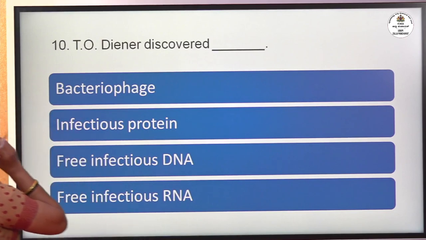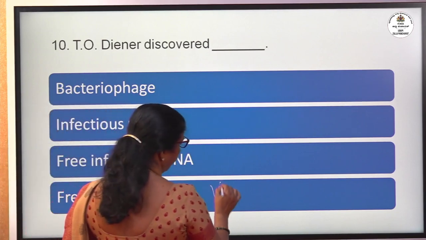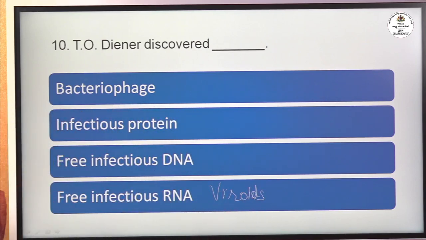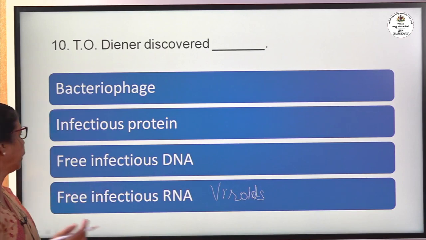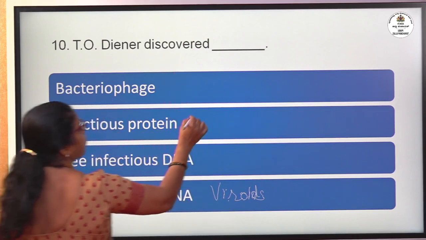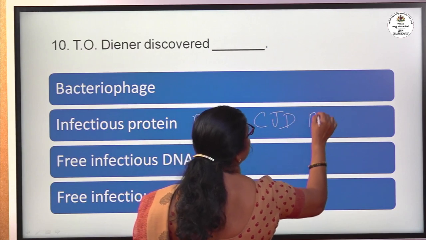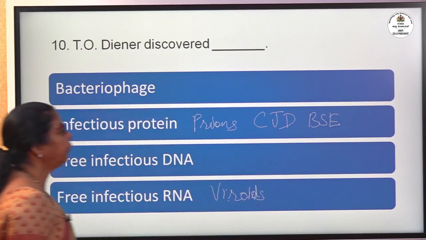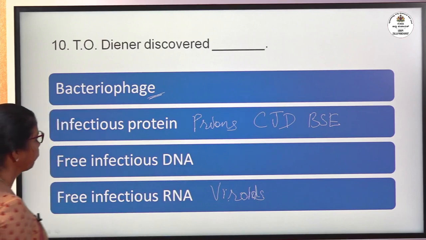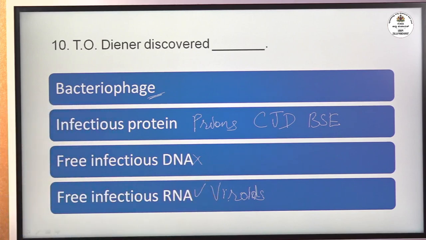So the next question, T. O. Diener discovered viroids. Viroids are nothing but free infectious RNA molecules of low molecular weight. That is said to be a viroid, and viroids were discovered by T. O. Diener. And infectious protein, as I said, is prions. They cause, in animals, bovine spongiform encephalopathy, Creutzfeldt-Jakob disease, etc. Viruses which infect bacterial cells are bacteriophages. So the correct option is viroid, or free infectious RNA.